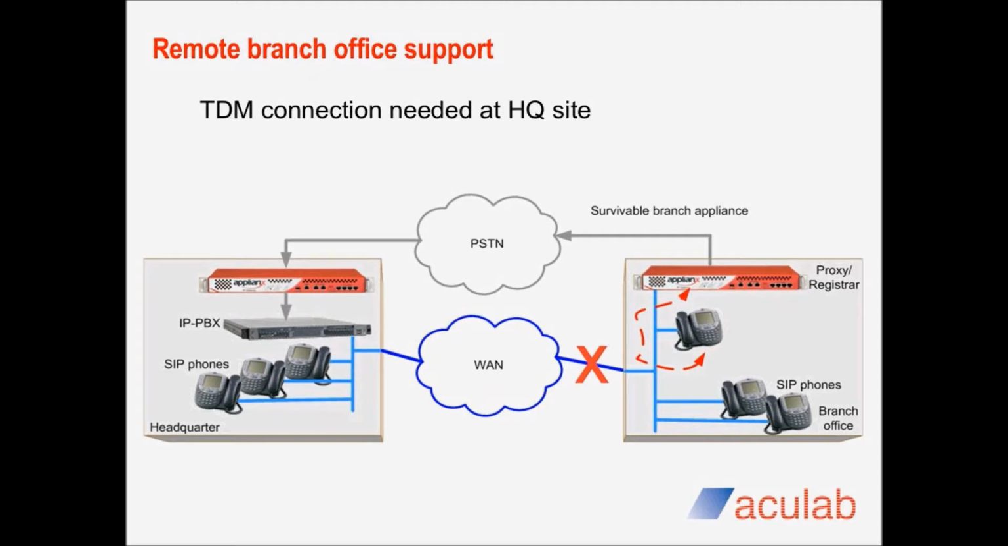If there is no native TDM capability in the IP PBX at headquarters, just add an appliance IP gateway and you get the same benefit as I showed on the previous slide. One more appliance IP gateway isn't going to break the bank after all, surely.